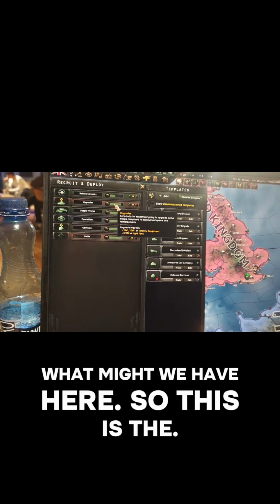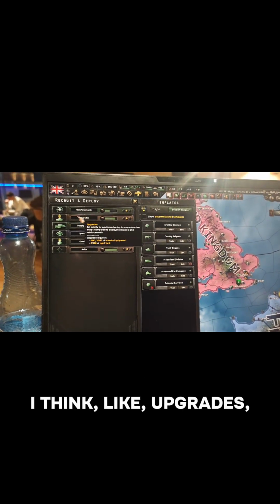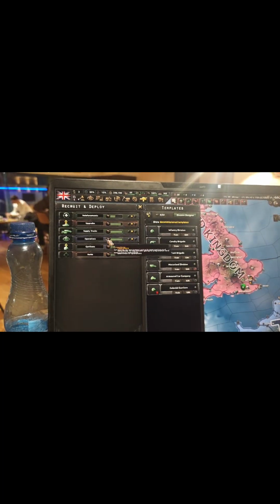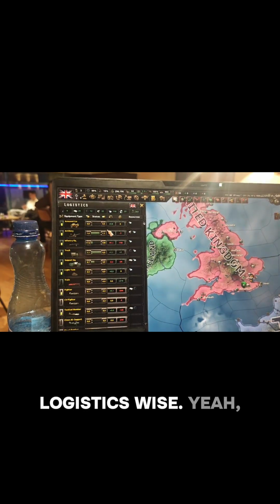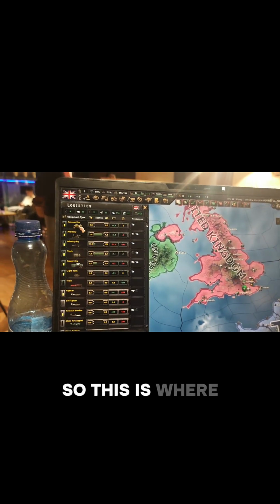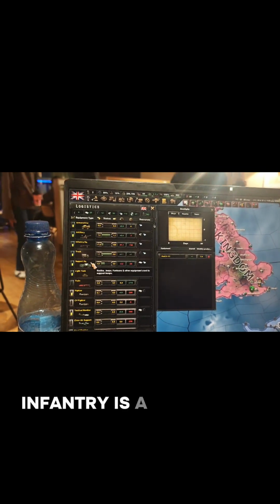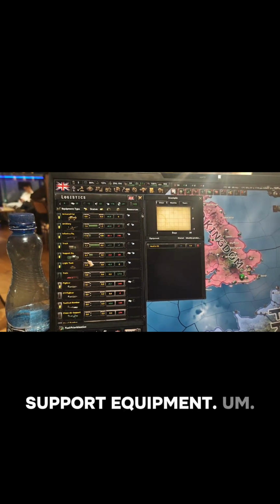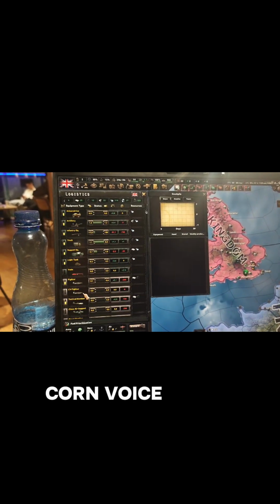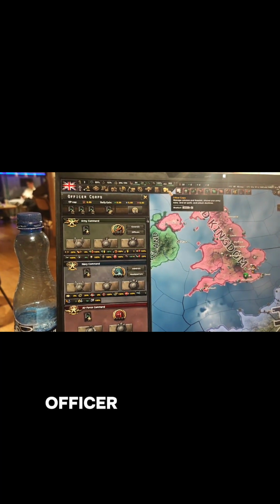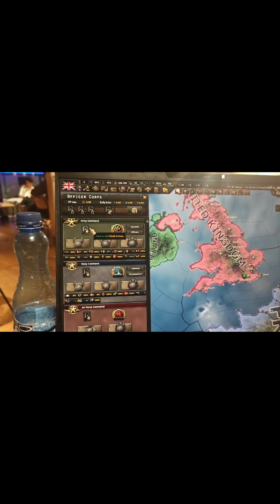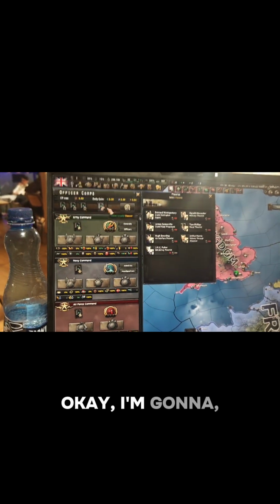So this is where we can use, I think, upgrades, supply trucks, operations, infantry divisions, and then raids, and logistics-wise. Yeah, logistics is the one that we have. So this is where we have artillery units, infantry equipment, support equipment, convoys. So the logistics side is one thing that I had in mind. Officer corps. Okay, I'm just going to remove the status.